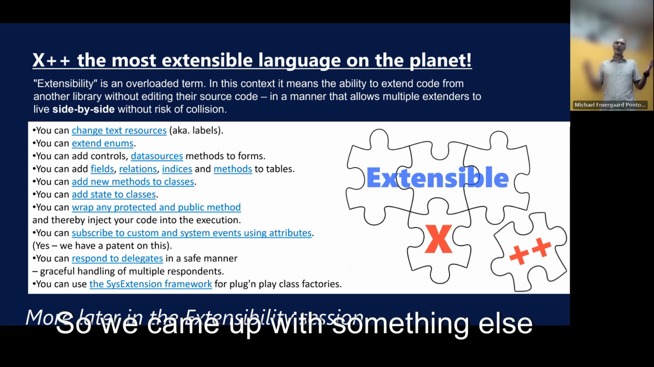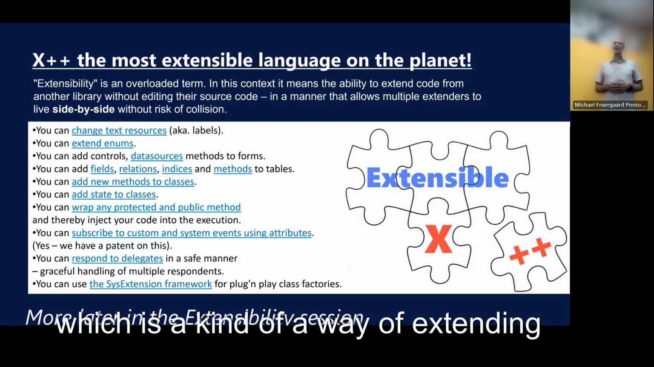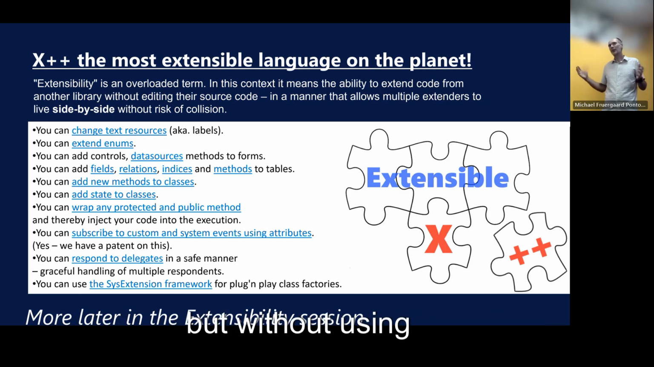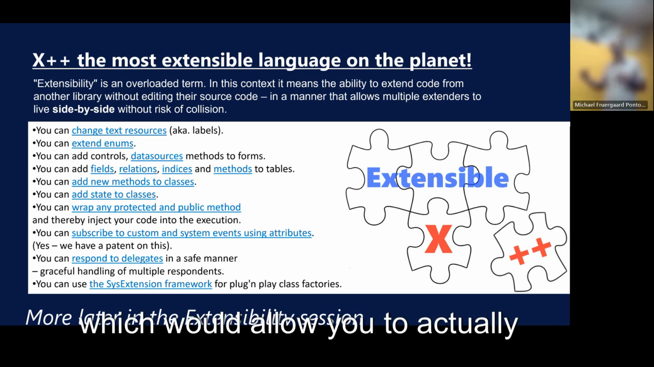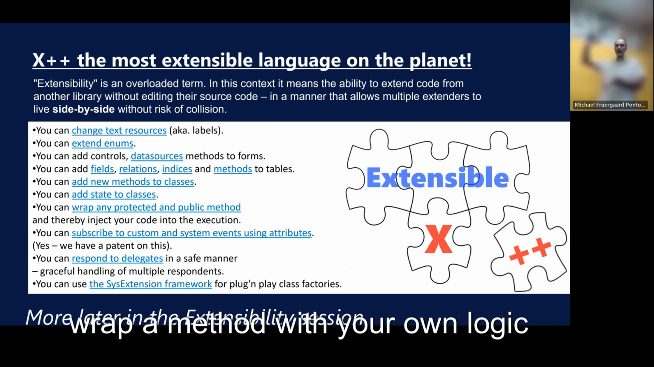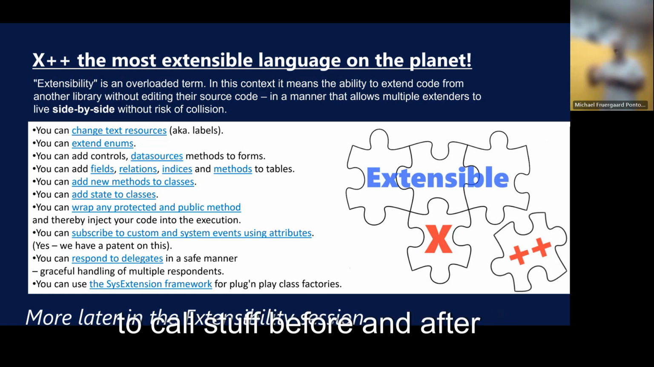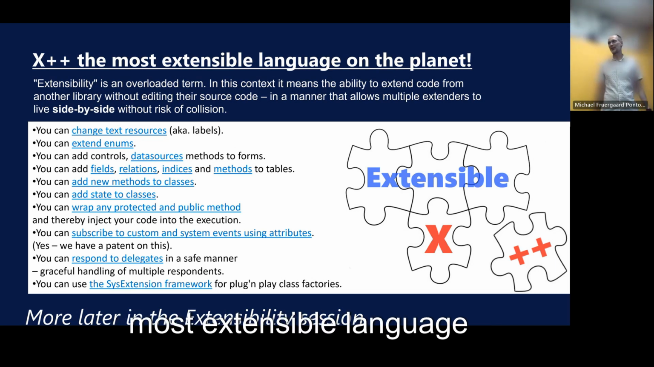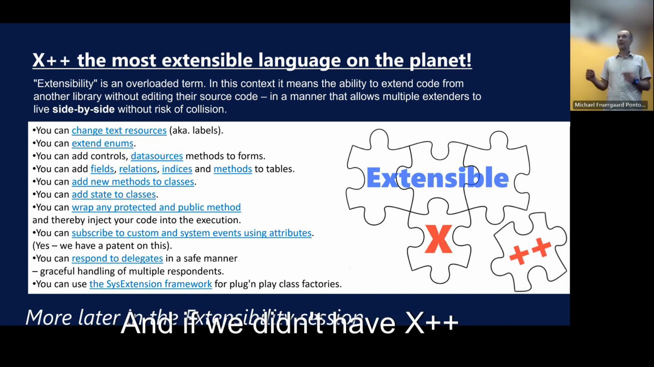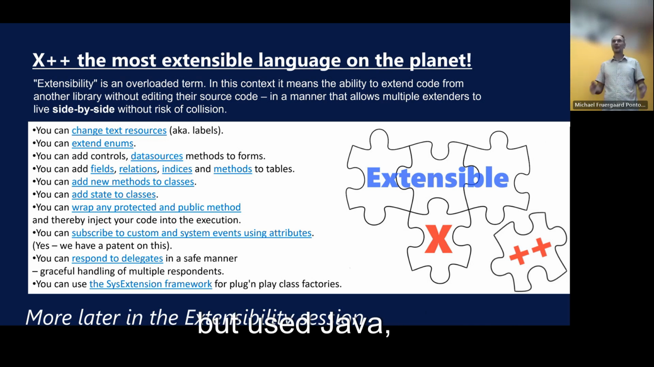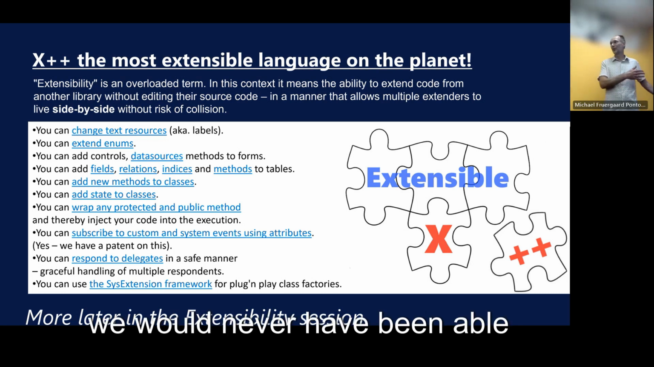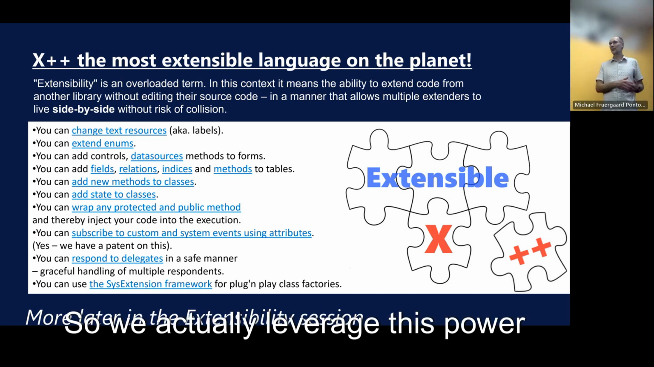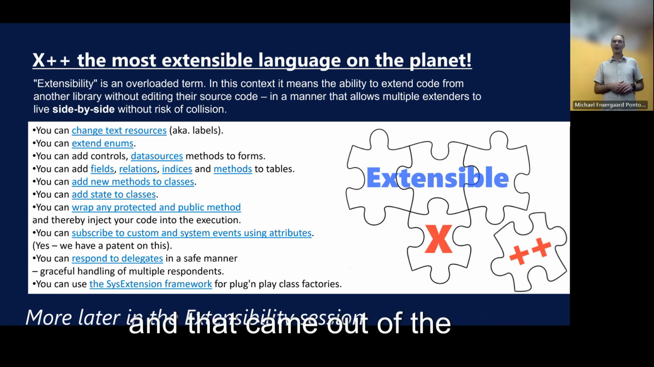So we came up with something else we call chain of command, which is a way of extending, but without using deriving, which would allow you to actually wrap a method with your own logic to call stuff before and after, and gave a lot of cool features. But that is why X++ is the most extensible language. It's super cool. And if we didn't have X++ but used Java, C# or what have you, we would never have been able to do this. So we actually leveraged this power, and that came out of the X++ team.